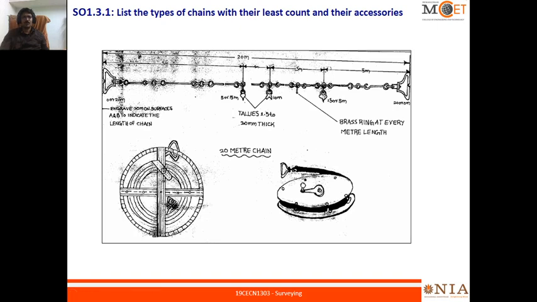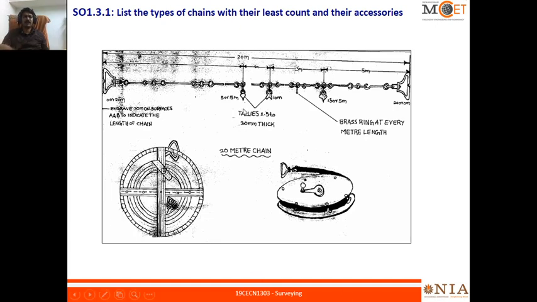0.2 into 100 gives 20, right? So 0.2 meter, one link, into 100 gives the 20 meter. So there must be 100 links in a particular chain for a 20 meter chain. If it is a 30 meter chain, then 0.2 into 150 gives 30 meter, right? So based on this number of links we need to measure the distance.